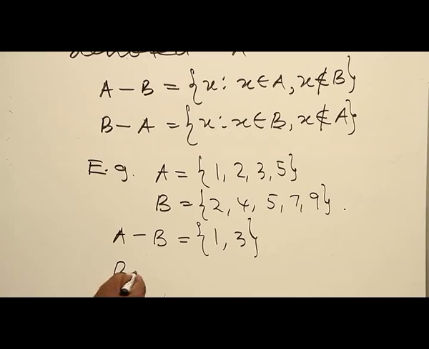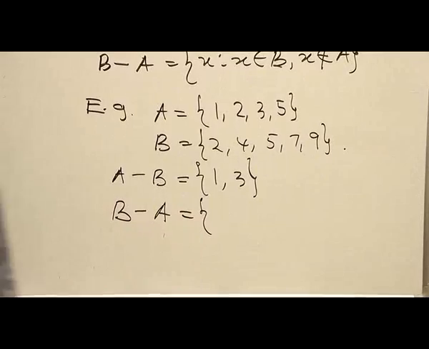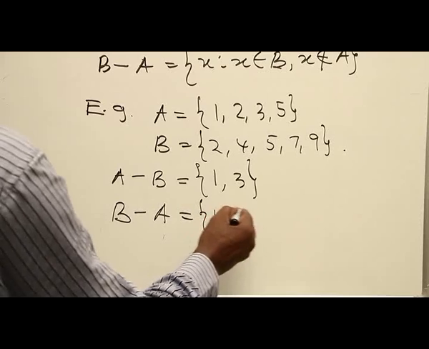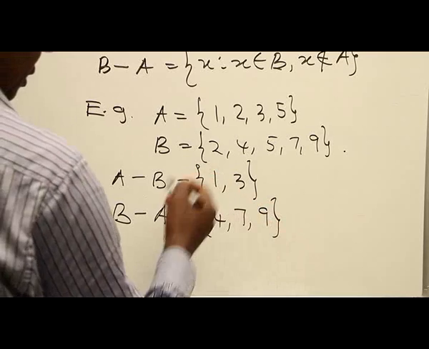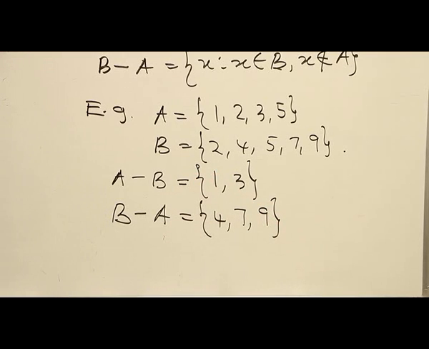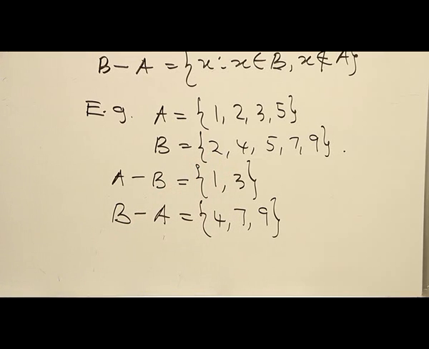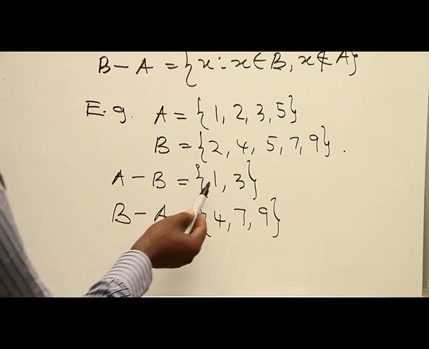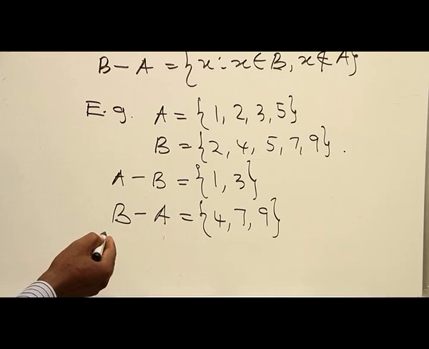Similarly, our B difference A will be equal to, we look at the elements in B. 4 is in B and is not in A. 7 is in B and is not in A. 9 is in B and is not in A. And of course 4, 7, 9 are the elements that are in B, but they are not found in A. So B difference A gives you 4, 7, and 9. And A difference B gives you 1 and 3. I hope you understand this very well so that you'll be able to apply it in solving problems.